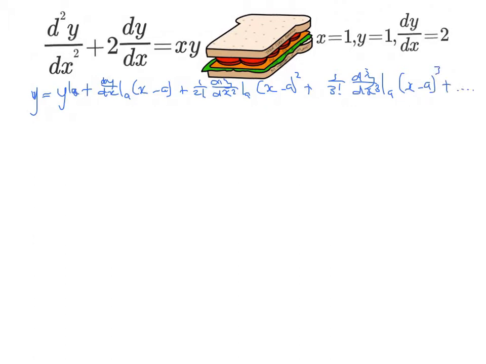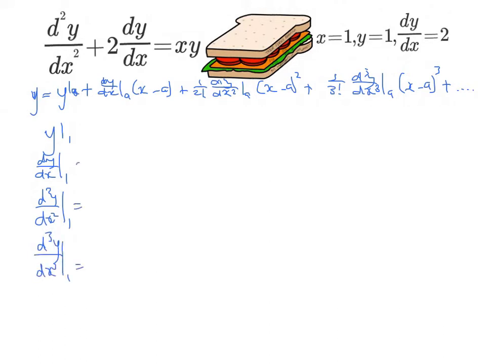Now A is our point of focus, and in this question we're given information about the point x is 1. When x is 1, we know y, we know dy by dx. So in this question A is 1, and our ingredients are going to be y at the point 1, dy by dx at the point 1, d squared y by dx squared at the point 1, and d cubed y by dx cubed at the point 1.